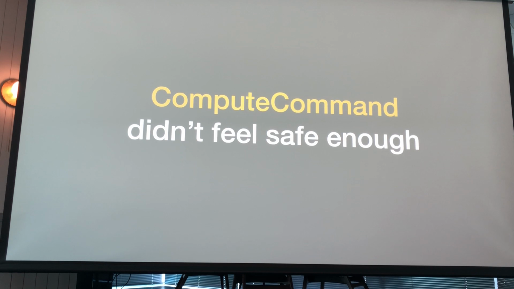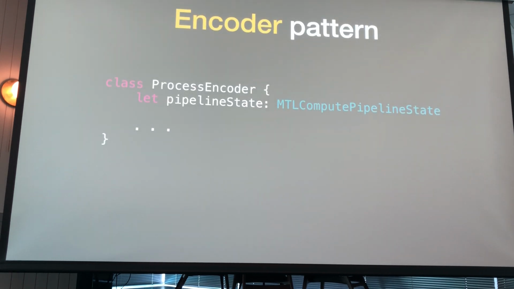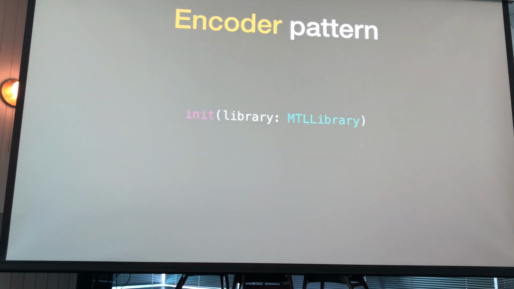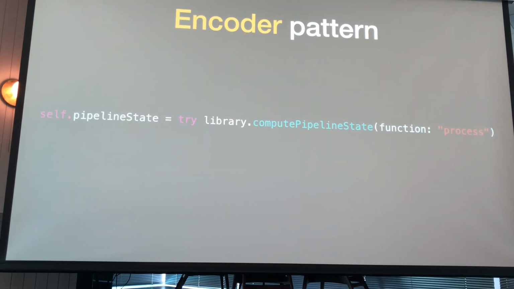So I stick to the encoder pattern. Encoder pattern is somewhat I invented for myself, but it is of course inspired by Metal Performance Shaders. It's just a way to organize the shader code, right? This is usually a class that stores a reference to a pipeline state to cache it and reuse it. It usually has an initializer, which always has a library argument that you can create your pipeline state from. And it usually looks like this. You just assign the pipeline state from the library with a particular name.